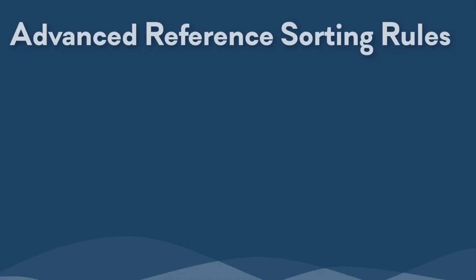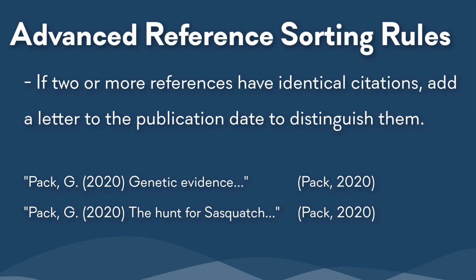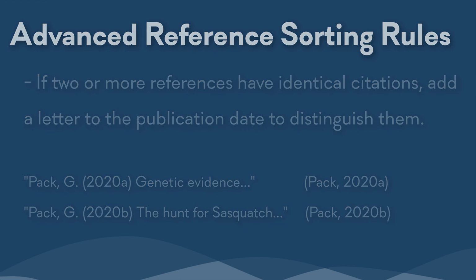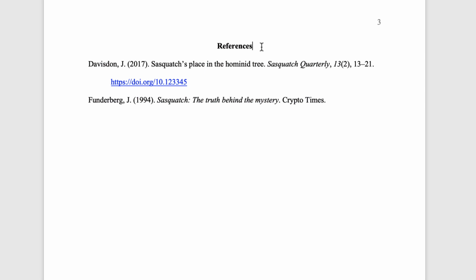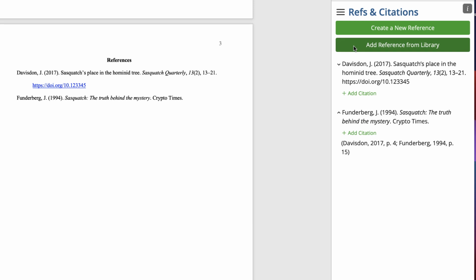Okay, now let's talk about these advanced reference rules. According to the APA, if you have multiple references that would create identical citations for multiple works, then the reference and the citation have to be updated to make it clear which reference you're citing in your text. Most of the time, this means adding a letter to the end of the publication date so you can tell the references apart. Now, PERRLA will automatically update the references and citations in your paper to properly distinguish between each of them in the references and citation.